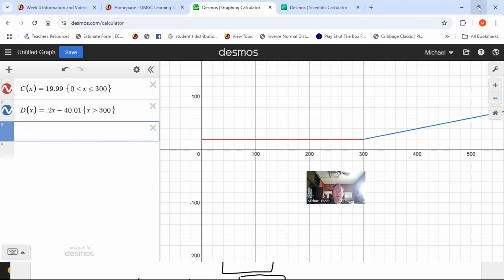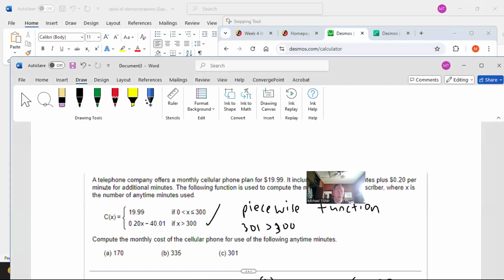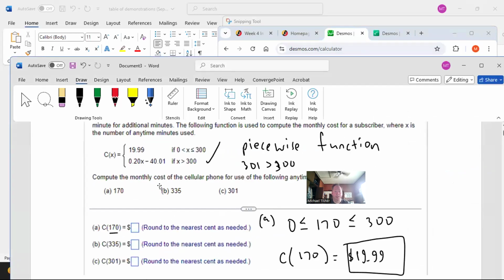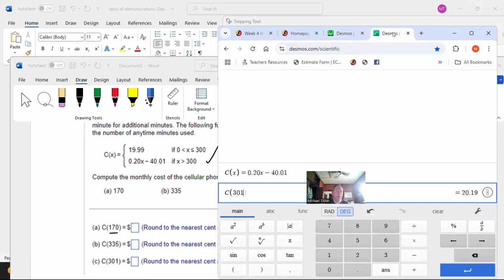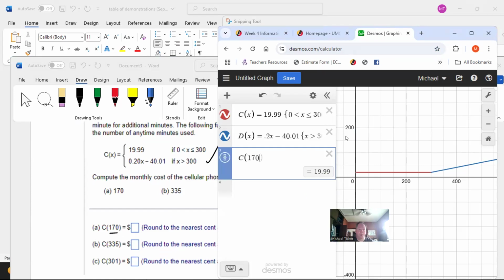All right, so let's go back and do the problem. For the A part, we know the answer was 19.99. So let's get the Desmos graphing calculator to tell us this. We know it applies to the top one, which is c. So we'll put in c of 170, and it does indeed tell us 19.99.